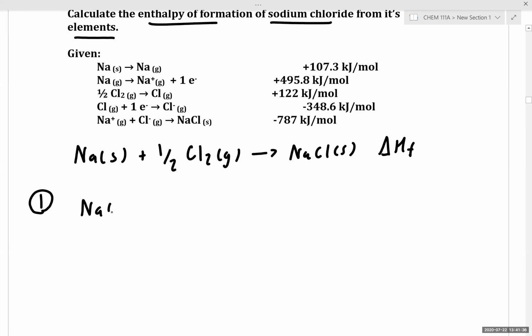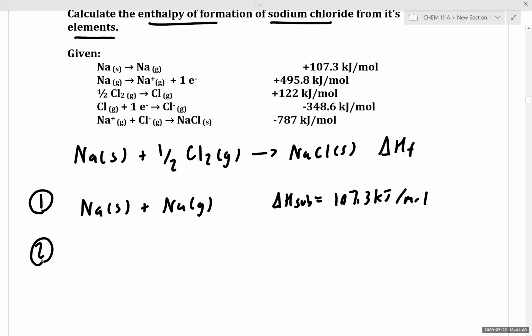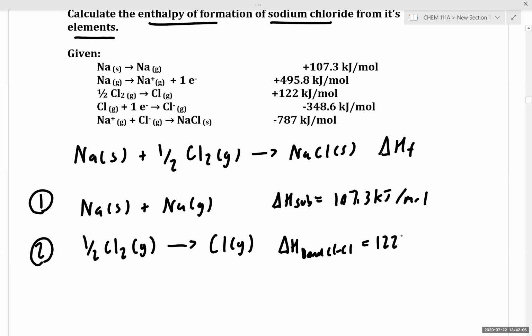cycle. So first, we're going to go from sodium solid to sodium in the gas phase. We're going to use the enthalpy of sublimation, which is 107.3 kilojoules per mole. Next, we're going to take our chlorine gas and dissociate our chlorine-chlorine bond to yield chlorine atoms. This is the bond enthalpy of our chlorine-chlorine bond, which gives us 122 kilojoules per mole.